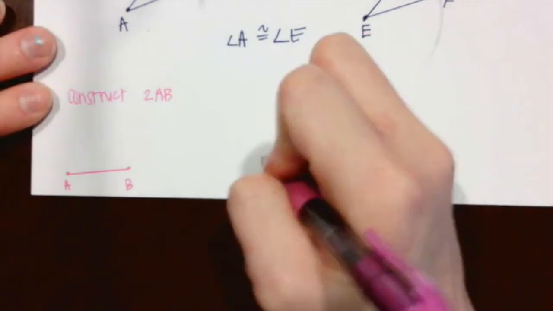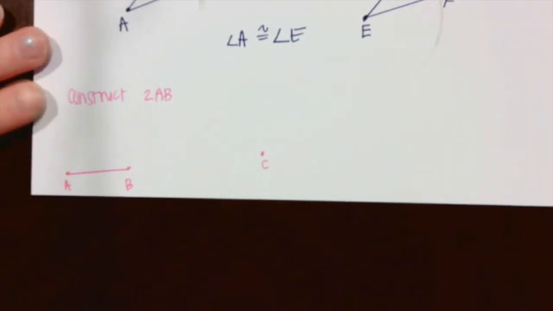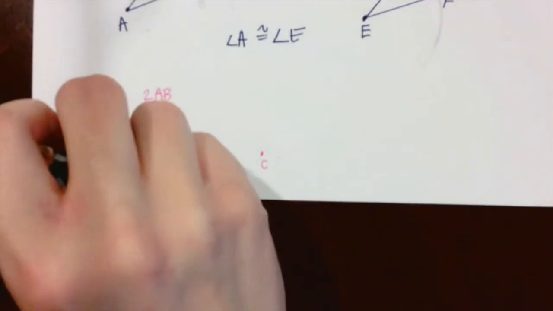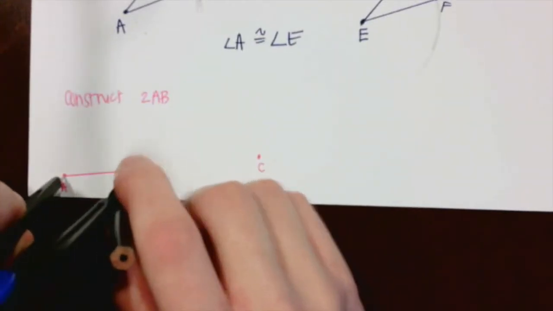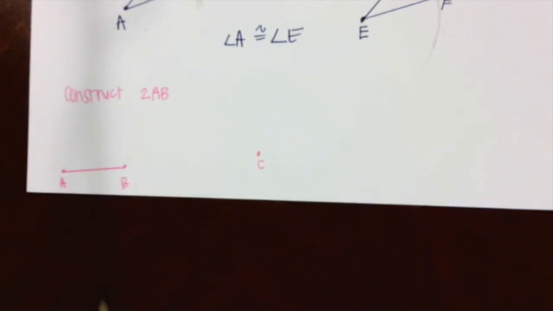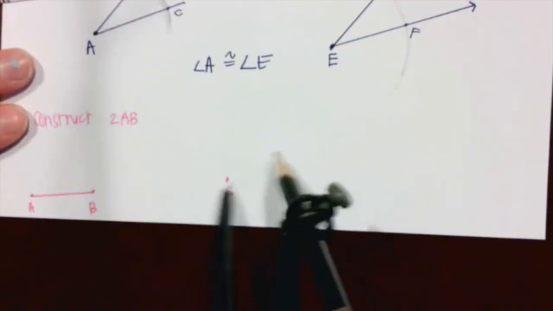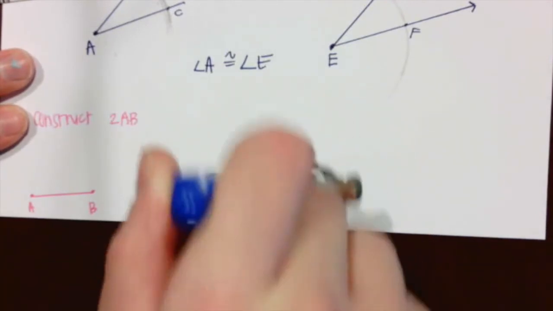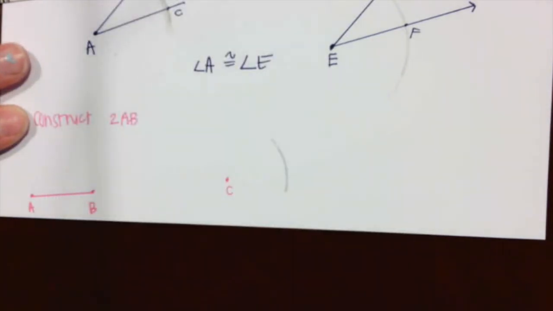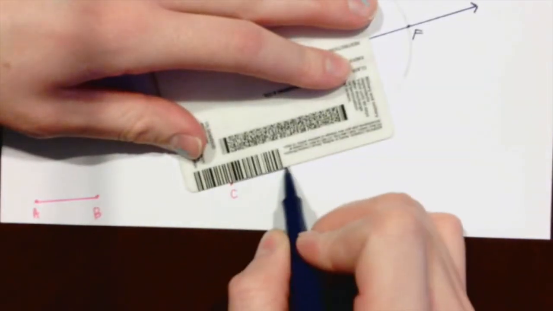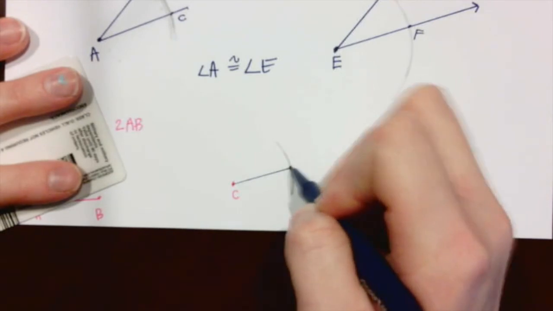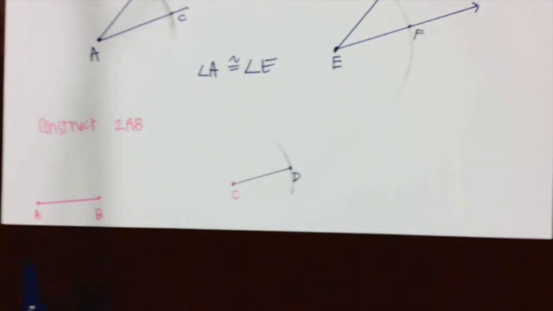Step 1, first I need to make another point, and we'll call it point C. Step 2, put the sharp point on A, open it until we touch B. Now we've measured the length of our segment. Step 3, put the sharp point on C and make an arc. Step 4, use your straight edge to connect the endpoint C to any point on this arc. And then step 5, call that D. So right now I've done a construction of segment AB.